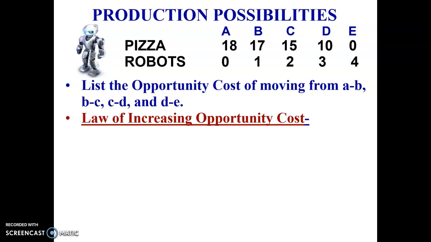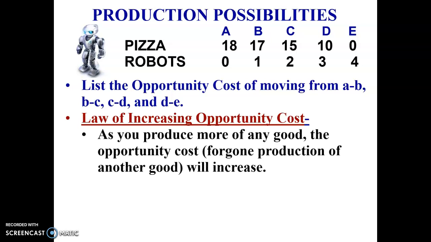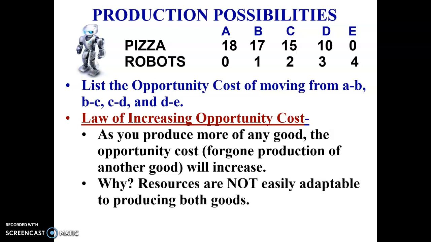And in this data, in order to get the first robot, I have to give up maybe one pizza. In order to get the second robot, I have to give up 2 pizzas. And to get the third robot, I have to give up 5 pizzas. So I give up progressively more and more pizza, and the PPC is going to get steeper, and that's increasing opportunity costs. As you produce more of any good, the opportunity costs will increase, okay? And remember, opportunity cost is the foregone production of that other good, okay?